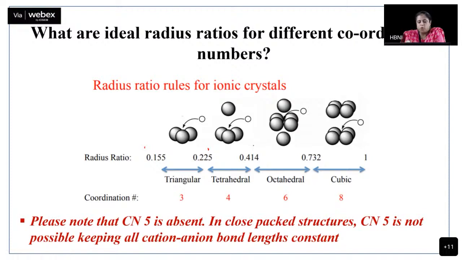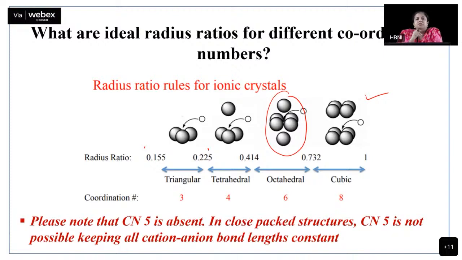This can happen up to 0.414, as it is increasing in size. Beyond that, the cation becomes larger in size. It can take two more anions and you can have six. And then from 0.732 to 1, you can have a cubic coordination number. I'm sure all of you noticed that coordination number 5 and coordination number 7 are missing. So what is the reason behind it?